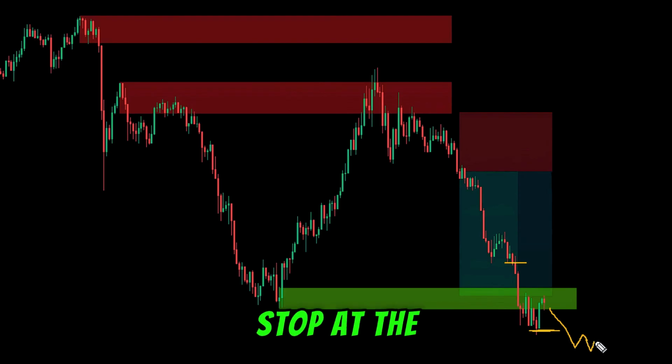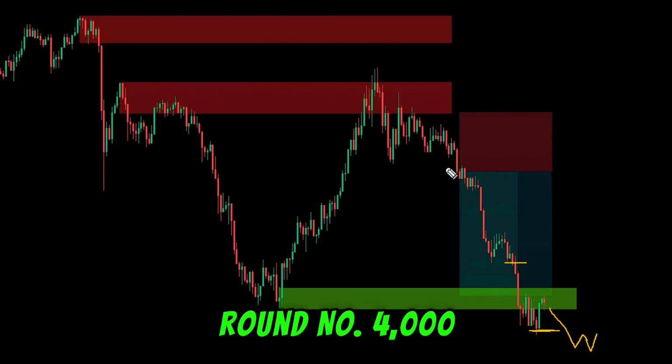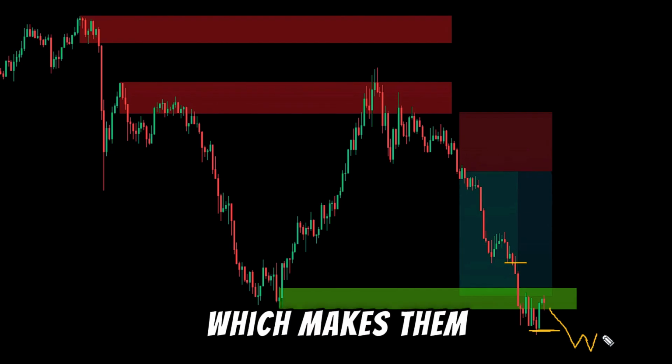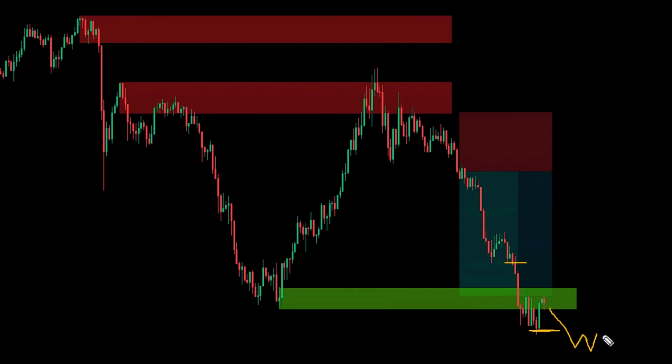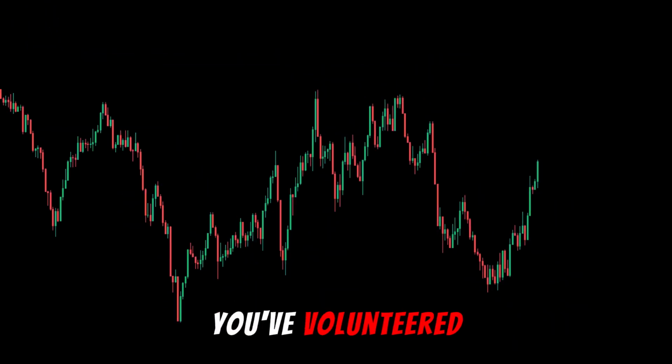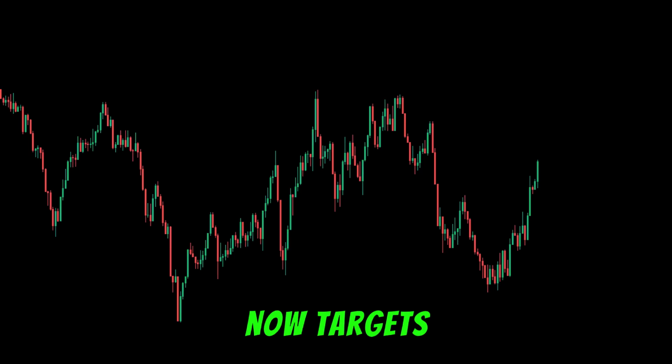Never place the stop at the round number. 4,000, 4,050, 4,100. Those are the levels everybody uses, which makes them the cheapest liquidity on the chart. If your stop is where everyone else's stop is, you've volunteered. Now, targets.